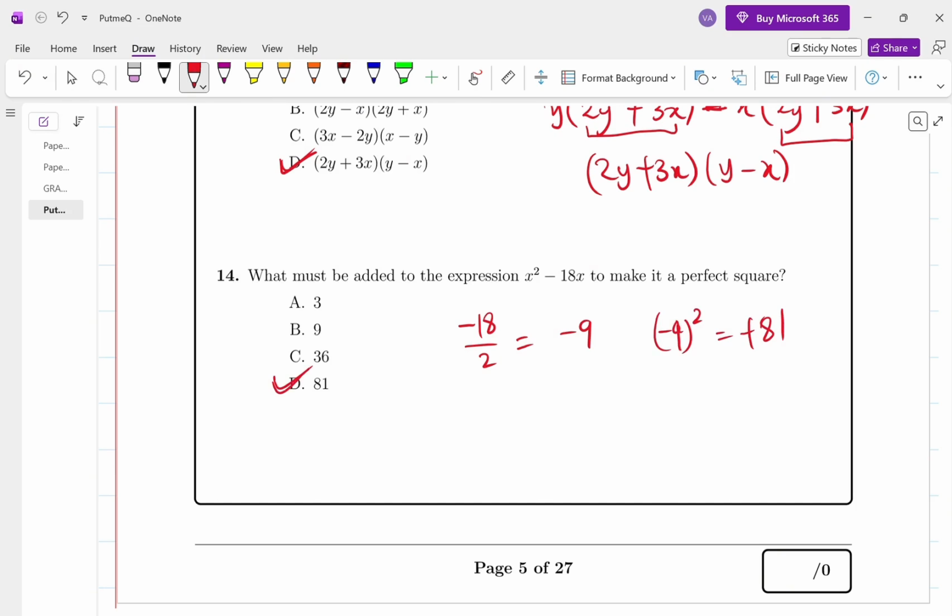D. But what if there's a number there? Take note that to make up a perfect square, b squared must equal 4ac.